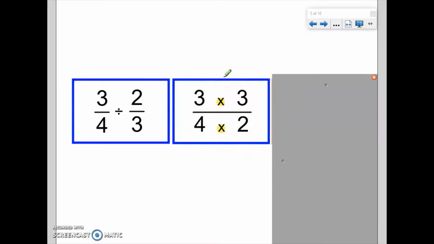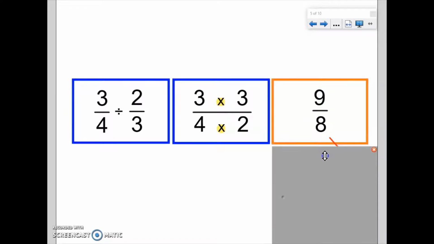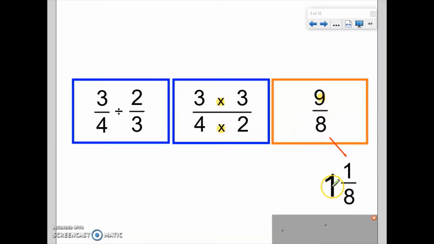So now I'm going to go ahead and answer this as if it was a multiplication question. 3 times 3 is going to give me 9. 4 times 2 is going to give me 8. So I'm going to be left with 9/8. This is a top-heavy fraction because the 9 is greater than the 8. The numerator is greater than the denominator. So I'm just going to change that to a mixed number. How many 8s are in 9 would be 1 remainder 1. That's where my answer comes from here. 1 whole, and 1 is the numerator, and the denominator stays the same. So 3/4 divided by 2/3 is 1 1/8. How many 2/3 fit into 3/4? This is how many. 1 1/8.